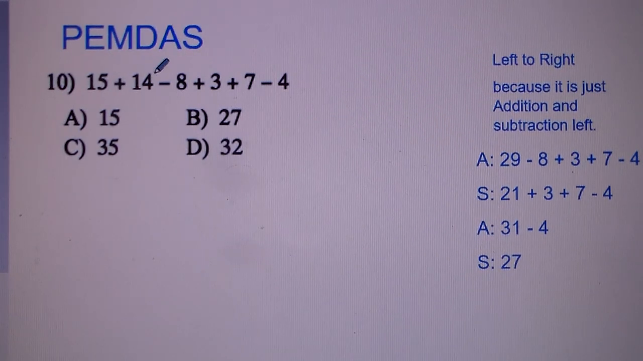We have 15 plus 14 minus 8 plus 3 plus 7 minus 4. So there's no parentheses, no exponents, no multiplication, no division. We're just doing addition and subtraction, and since they're interchangeable, we have to go from left to right.